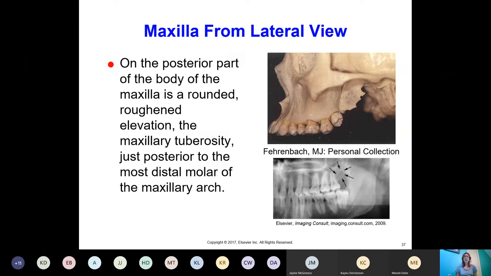Okay. So from the lateral view, the posterior part of the body of the maxilla is a rounded, roughened elevation called the maxillary tuberosity. It's just posterior to the most distal maxillary molar. So it's right back here. Professor Bowles will show you that on a radiograph, but I put a radiograph in there for you to see. It's a rough looking bony piece. When you feel it with your tongue, it's smooth because it's covered with tissue and wet from your saliva. But underneath, it's a rougher looking bone.